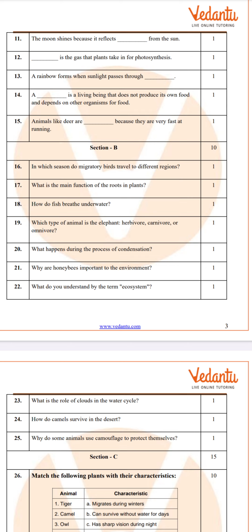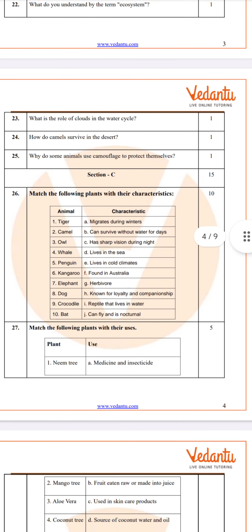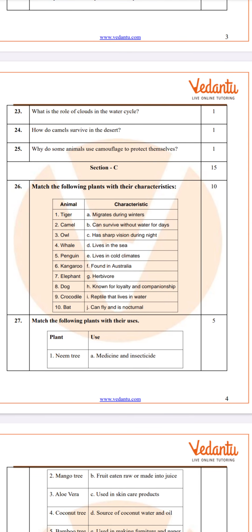What do you understand by the term ecosystem? An ecosystem is a community of living organisms and their physical environment interacting as a system. What is the role of clouds in water cycle? Clouds store water vapor and release it as precipitation in the form of rain or snow. How do camels survive in the desert? Camels have adaptations like storing water in their bodies and having thick fur to keep them cool. Why do some animals use camouflage? To protect themselves, to avoid predators, and to blend with the environment.